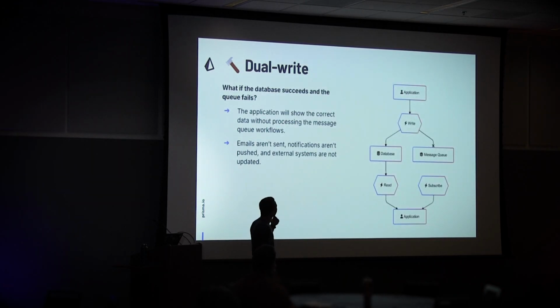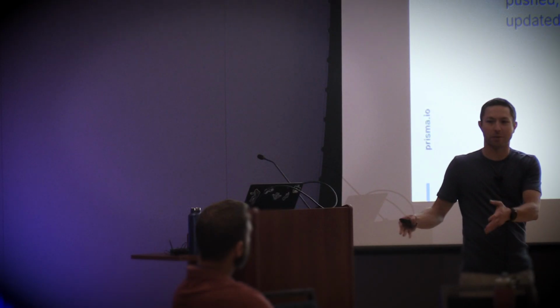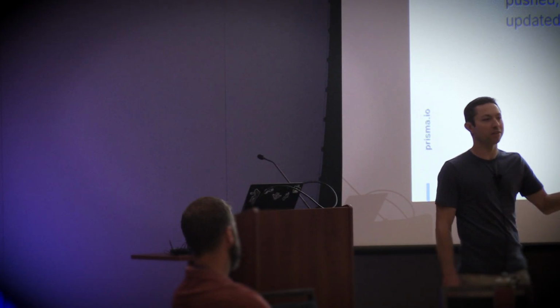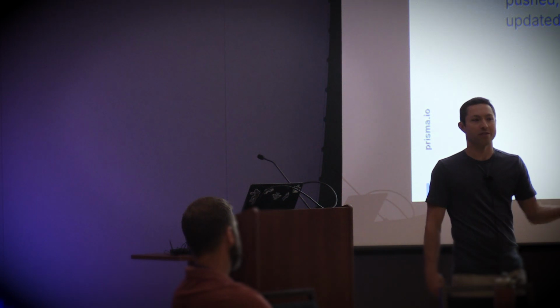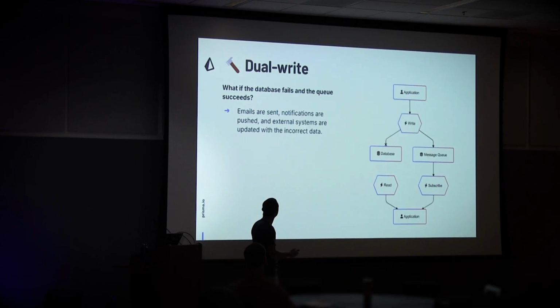Problem with that is what happens if the database write succeeds but the message queue fails? Well, now you've got data in the database that is up to date and accurate, but maybe you didn't send that email, or you didn't run that sync to Stripe. And then on the flip side, you could have the database write fail and the message queue sends out, which is a worst case. I just sent a notification to somebody that maybe their order was processed, but it wasn't.